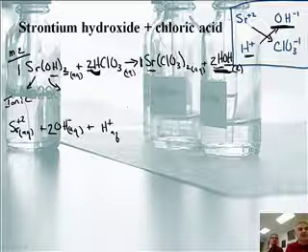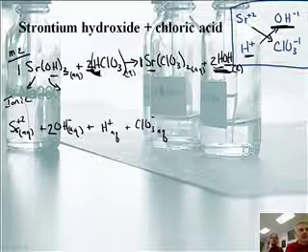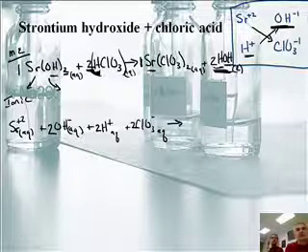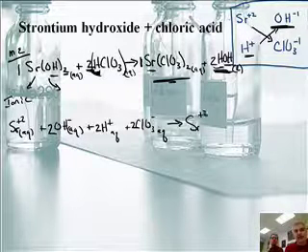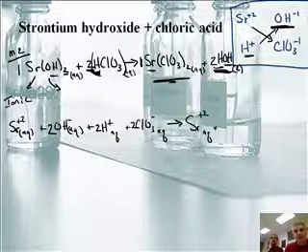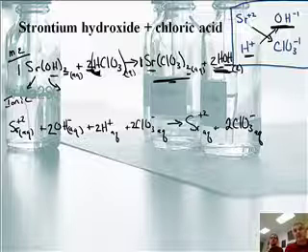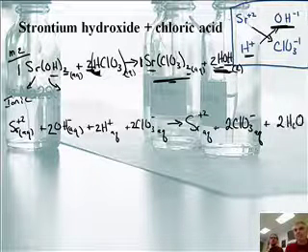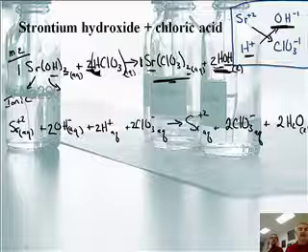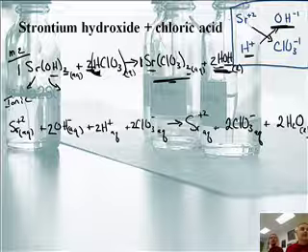Plus ClO3 negative aqueous. Now what do I do with this 2? This 2 multiplies everything. So there's 2 hydrogen ions and 2 chlorate ions. And now this is an aqueous, so I'm going to split that up. So there'll be Sr plus 2 aqueous plus 2 ClO3 negative aqueous, because of this 2 right here. Plus 2 H2O liquid. That's the ionic equation, or the complete ionic equation.